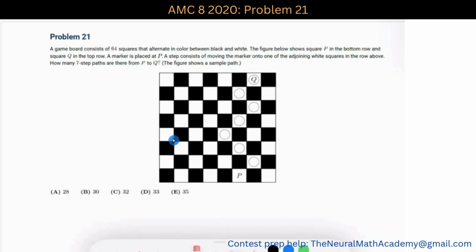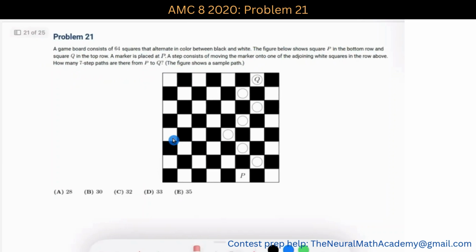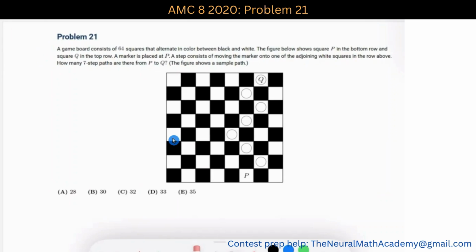So, to solve this problem, we have to keep in mind a couple of things. First is that the path should consist of 7 steps, and another thing is that all the steps should be taken on the white adjoining squares, or the adjacent squares.